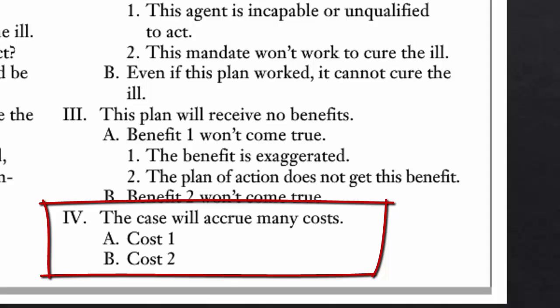It's important to note that when we're dealing with the stock issue of costs in benefits versus costs, we're not just talking about costs in a financial sense, in a money sense, but costs involves any kind of downside, a risk of problems, in other words, disadvantages.